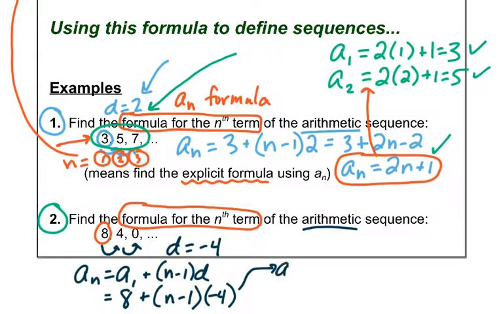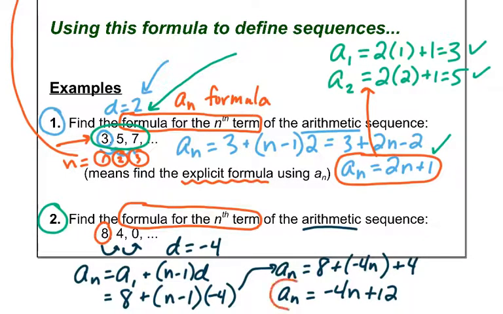How about a sub n is 8 plus negative 4 times n, that's a negative 4n, and then negative 4 times the negative 1 is a plus 4. So again, my final answer when I gather all my terms together, that'd be a negative 4n plus 12. That is my formula for the nth term. And that would give me any term I want in that sequence.